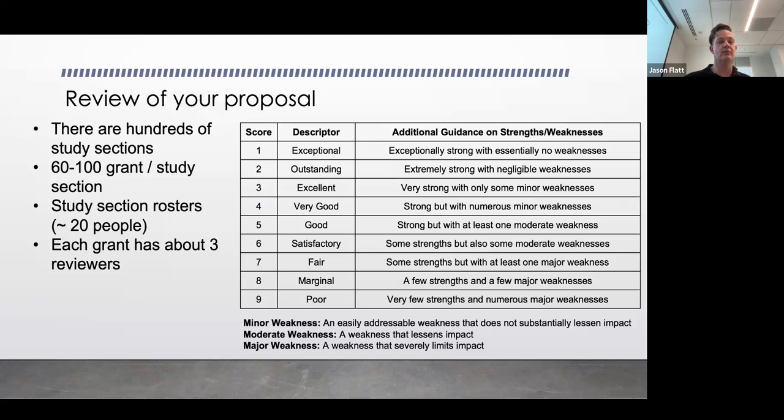Part of what Maura and I are going to be doing with you all is offering some mock study sections. So we want you to have an understanding so you can anticipate how your grant would be reviewed. You can plan for this. It's a way to be more strategic with your writing. So some of the things to think about are the different funding announcements. Is it a special call? Is it an open call? The thing to realize is there are hundreds of study sections.